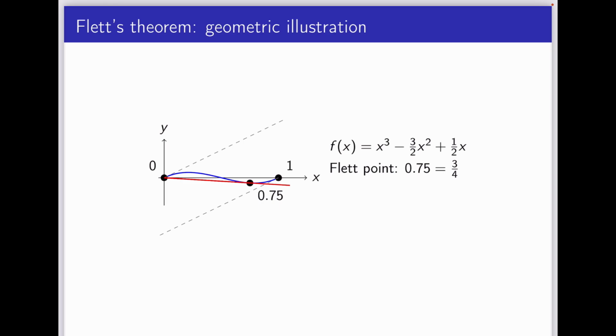Then Flett's theorem asserts that there will be a point eta in between 0 and 1. At that point, the tangent would pass through the point (0, 0) in this case, that is, (0, f(0)) in general. The red line here gives us that. And one can work out that the Flett point in this case, that is the point eta, is 0.75.